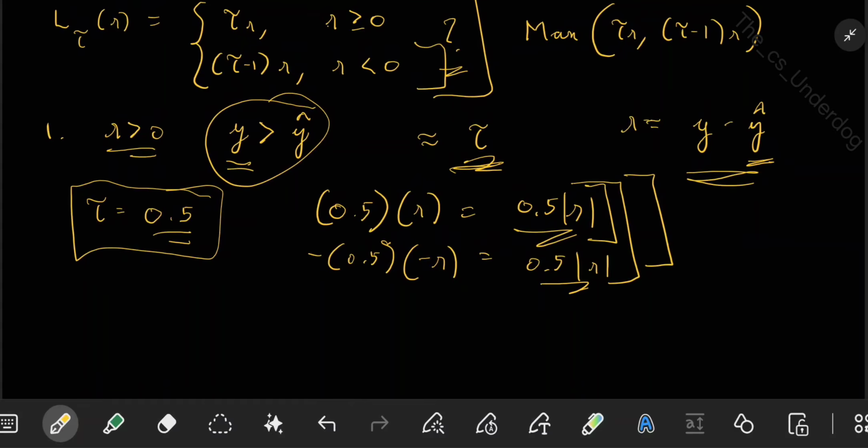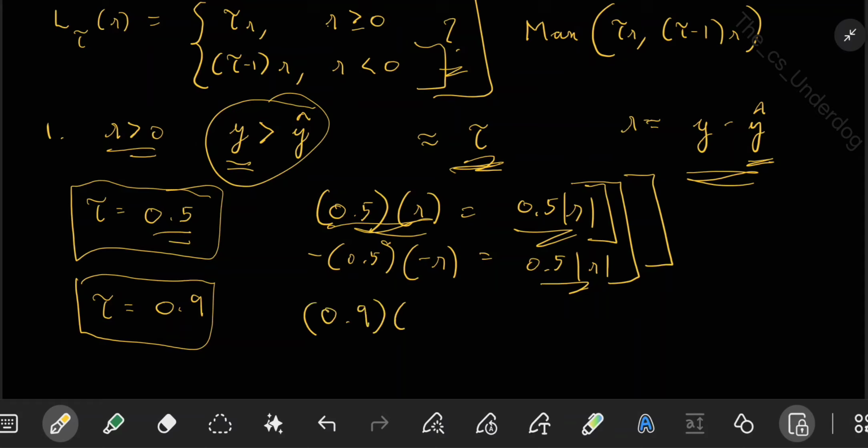What if your tau is 0.9? You are trying to find the 90th percentile. In that case, if your tau is 0.9, then in the positive case, that is, whenever you are doing underestimation, you will do 0.9 into r. This will be 0.9 r. This is the penalization whenever you are doing underestimation. If you do overestimation, this will be minus 0.1 into minus of mod r, because r will be negative.